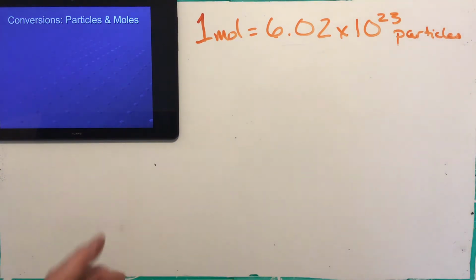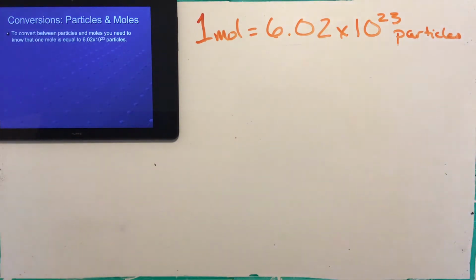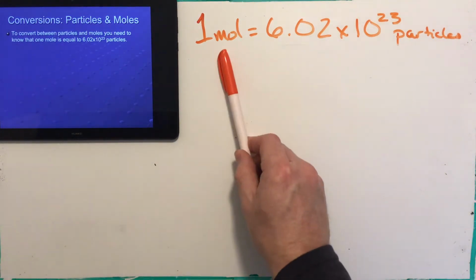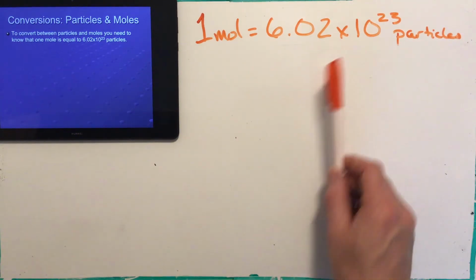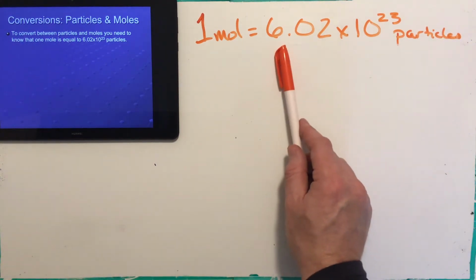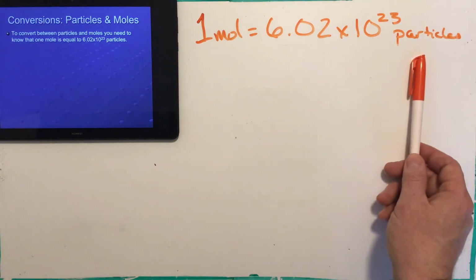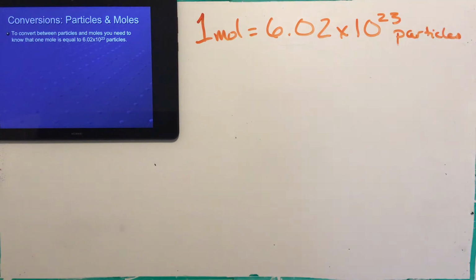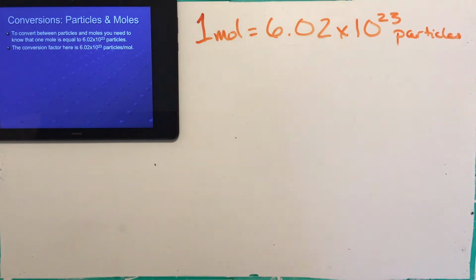So what we want to do today is be able to transfer between particles and moles. It's very, very important. In order to do that, we have to know that 1 mole is equal to that. We already established that in the last video. 1 mole is 602 hexillion, or 6.02 times 10 to the 23rd of something. In chemistry, it's going to be some sort of particle, but it could be anything, like jelly beans and pencils and everything else. So the conversion factor here is this knowledge.